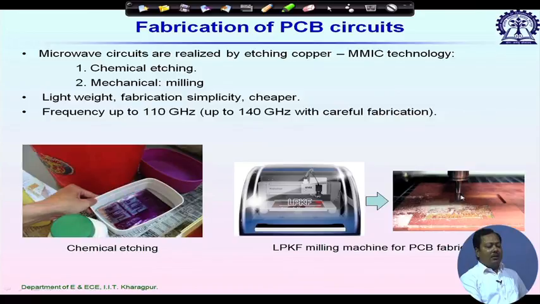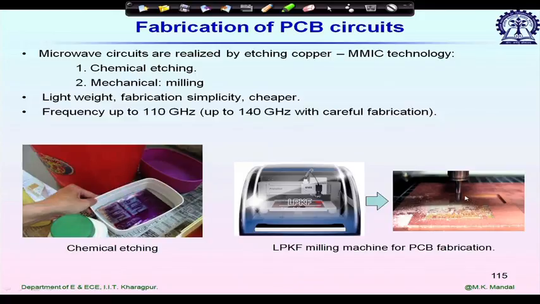And what it does, simply, it mills, or it simply rubs away the unwanted copper from the top surface. So that's how we can obtain the required metal pattern, and this is fully computer controlled, and the fabrication procedure is very accurate. We can even fabricate a line as thin as 50 micrometer, with a metal to metal edge separation as small as 50 micrometer. So frequency up to 110 gigahertz or even up to 140 gigahertz is possible.